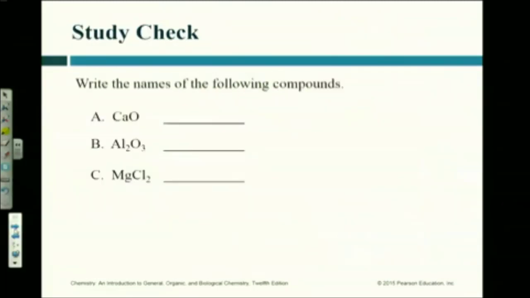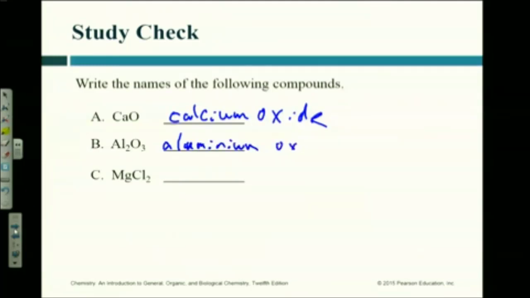So, can you guys name these? Take a minute to name these and then we'll talk about them. So what's the first one? Calcium oxide. The next one's still going to be oxide, isn't it? Yes. But in this case it's aluminum oxide.